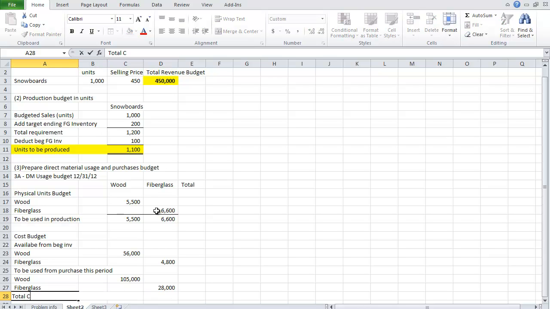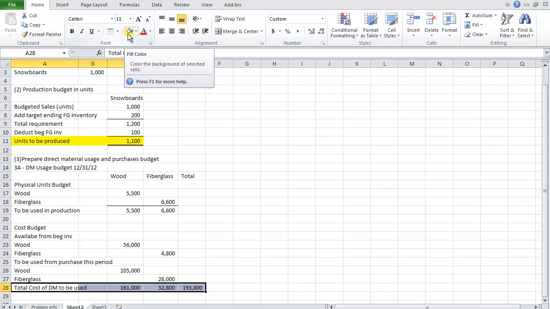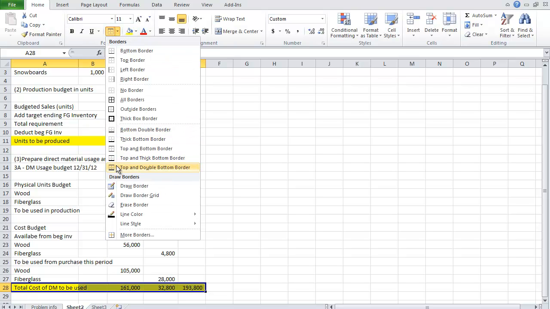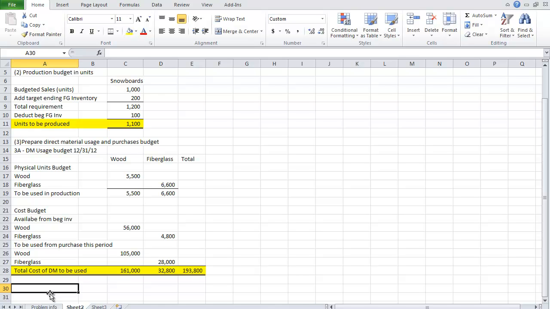So the total cost of direct material to be used will be the combination. Let me do it this way. We'll take a sum of the 105 and the 56. That'll give us 161, and we'll total this across as well so we know how much this product is actually costing us. So the total cost of direct material to be used is going to be those numbers respectively for each of the different materials. So that takes care of schedule 3A, which is the direct material usage.